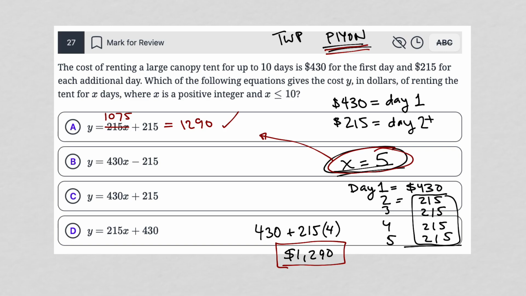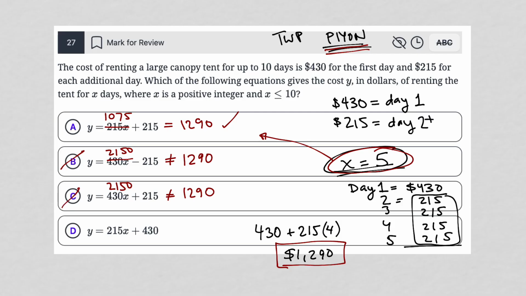Because sometimes that happens. So choice B, 430 times 5 in my calculator. Well, that's 2150. And then minus 215, that is 1935, or better yet, not 1290, because that's all that matters. It's not 1290, so choice B is gone. Choice C would also be 430 times 5, which is 2150, plus 215. That's definitely not going to be 1290. We're getting even larger than 2150.